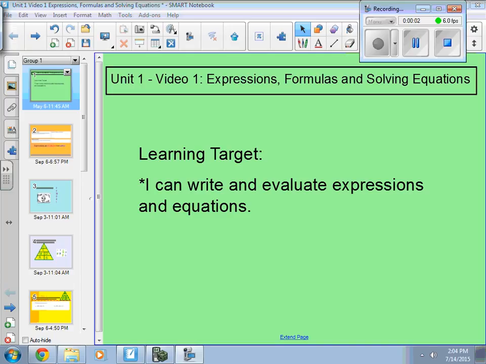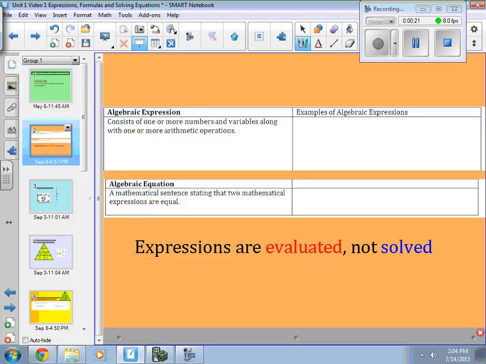All right, this first unit here, we're going to be looking at expressions, formulas, and solving equations. Our learning targets, you're going to hear about these. The one for today, or the thing that you need to be able to do after this unit in video, is write and evaluate expressions and equations. Let's look at some of those terms right now.